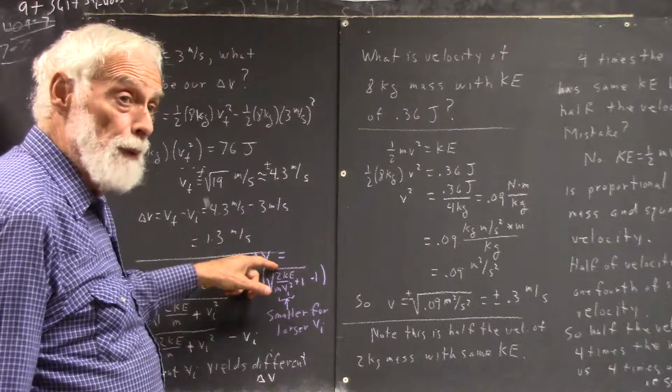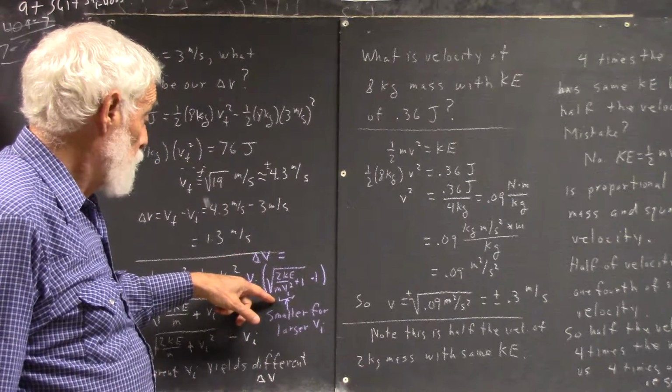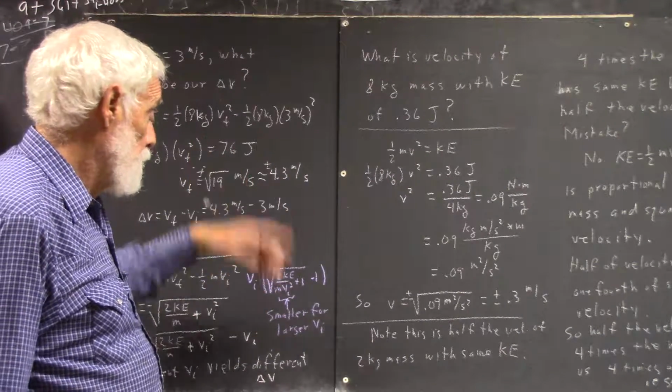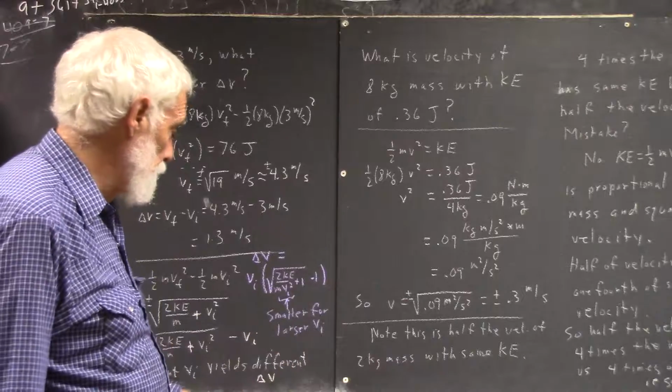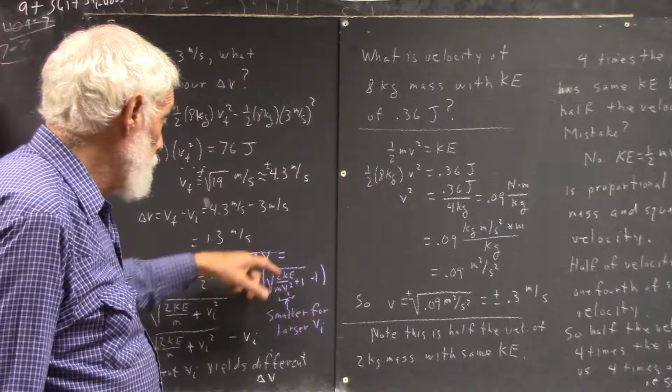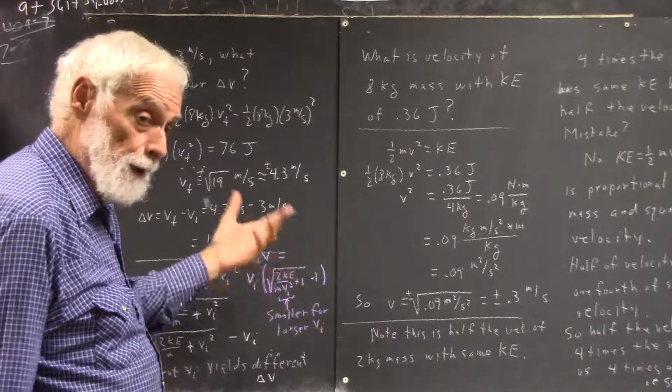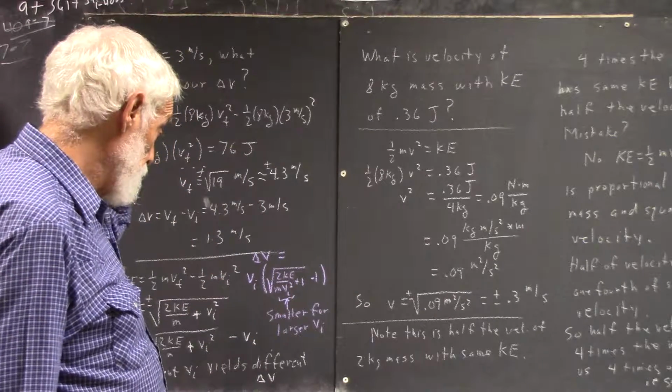Well, this thing is always positive. This kinetic energy can't be negative. mv squared can't be negative. V squared has to be positive. M is positive. Okay? It is always positive, and the denominator is always positive for the same reason.